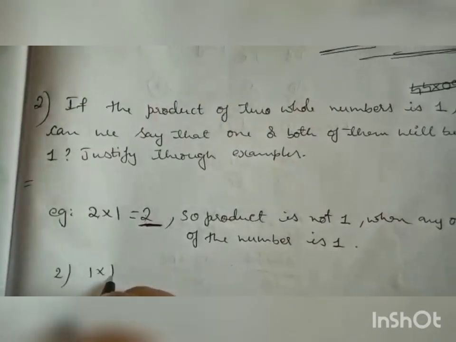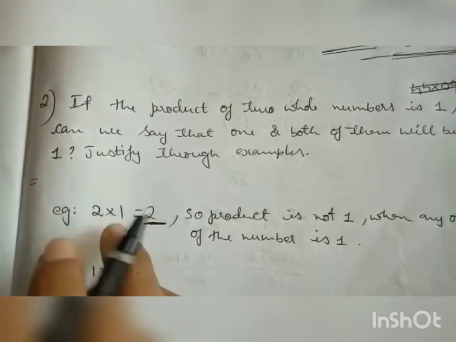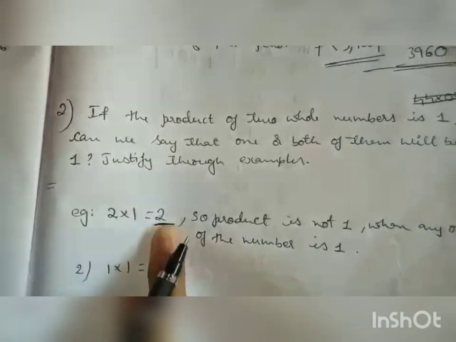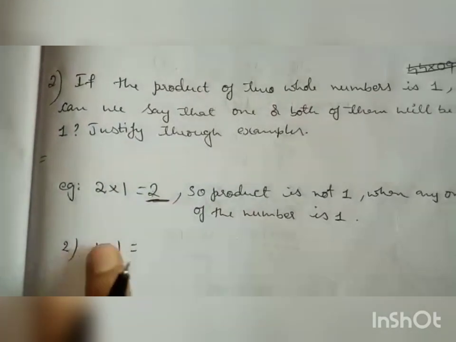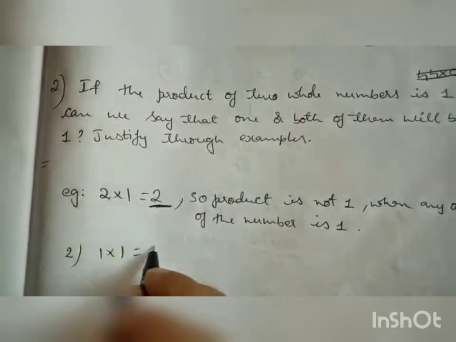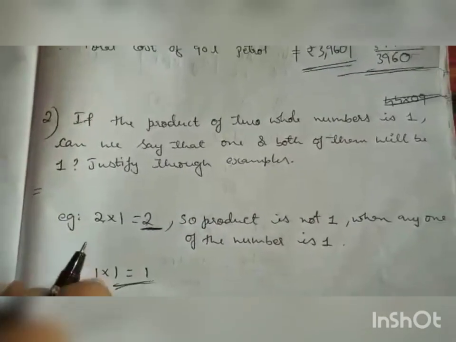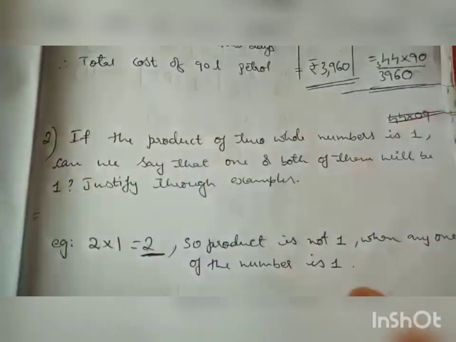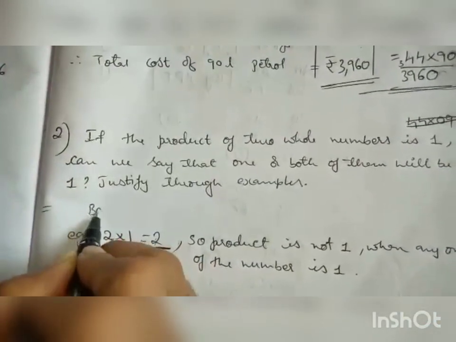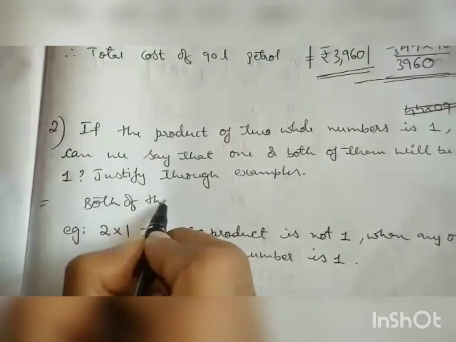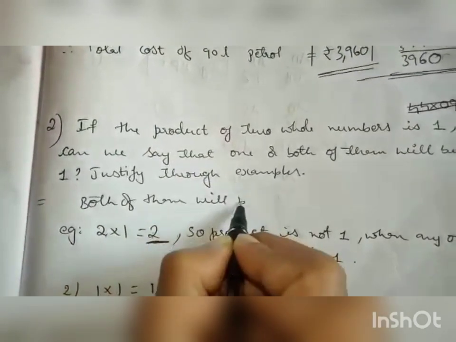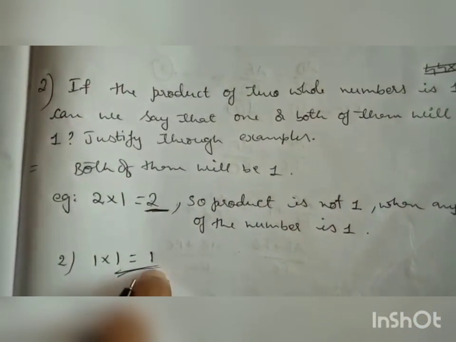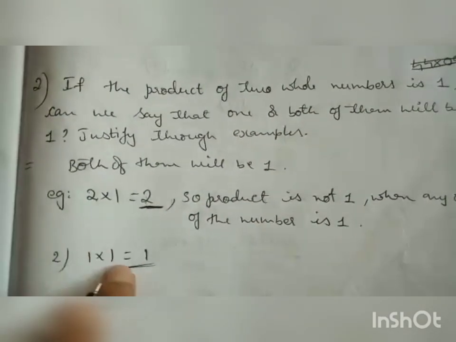Let us take one more example, with both numbers 1. We will take 1 into 1. Before, we had taken only one number as 1, so you didn't get the answer, you got 2. Here we have taken both as 1. What will you get? 1 ones are 1. So now you got it. So to get 1 as product, both numbers should be 1 only. So both of them will be 1.